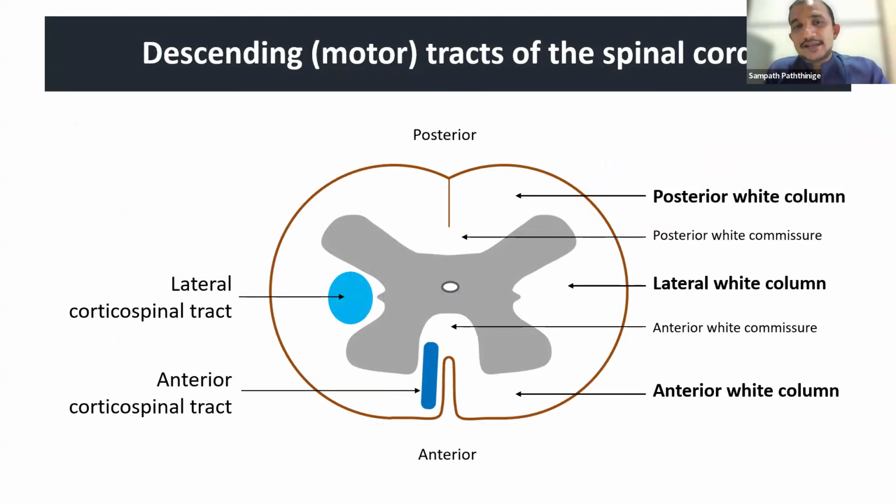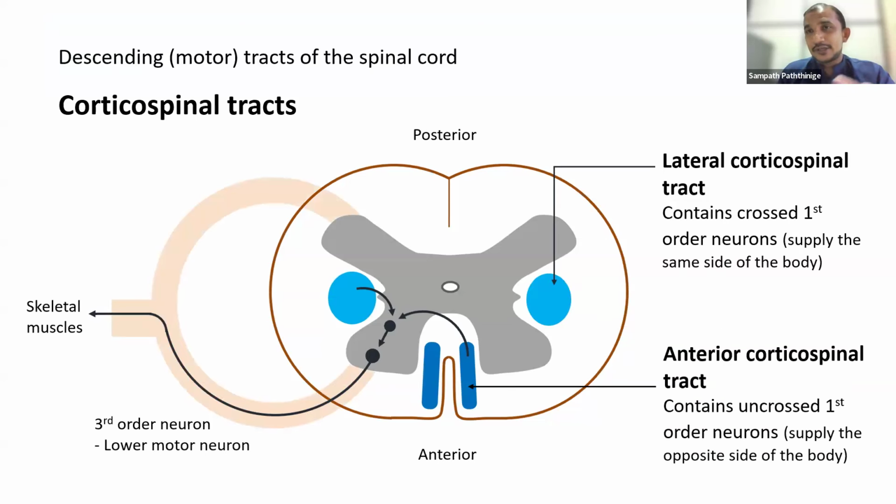Right. So then about the descending tracts, I told you mainly it is about the pyramidal pathways, the lateral and the anterior corticospinal tracts. We are talking about the upper motor neurons and lower motor neurons. The lateral corticospinal tract is the larger one. It has fibers which are already crossed. This crossing occurs at the lowermost part of the medulla in the brainstem. So they are already crossed, and they will be innervating the lower motor neurons of the same side.